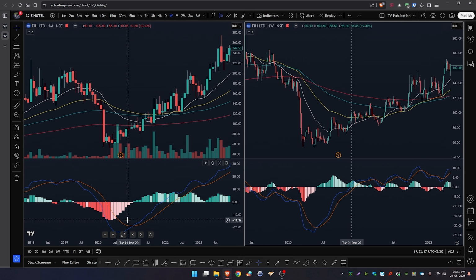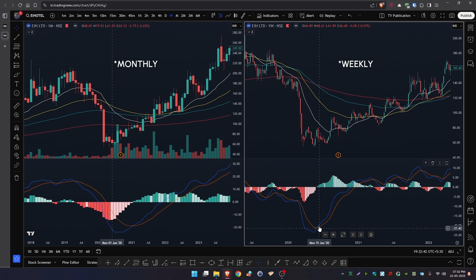When the MACD line crosses above the signal line, it suggests a probable shift in trend. And when this crossover happens below and further away from the baseline, which is zero, it signals a strong uptrend as seen on both the weekly and monthly timeframes.